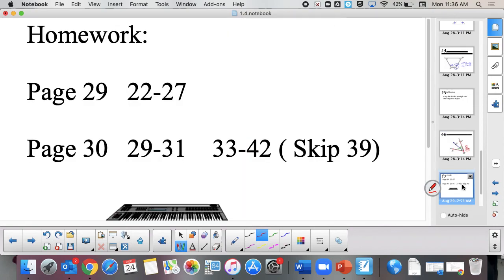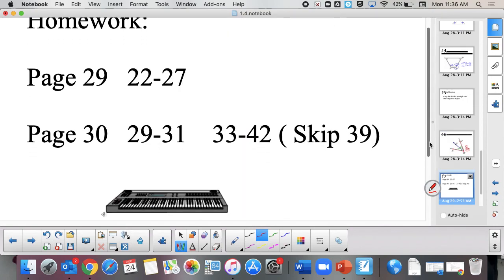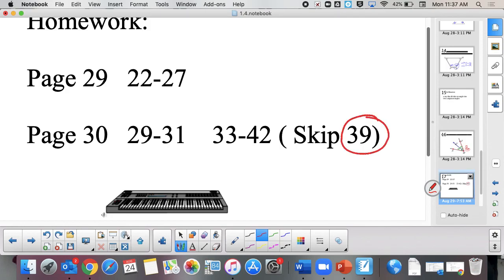All right, here you see your homework for tonight. Page 29, numbers 22 to 27. And page 30, numbers 29 to 31. And then 33 to 42. But you can skip number 39. All right, if you have questions, please let me know.